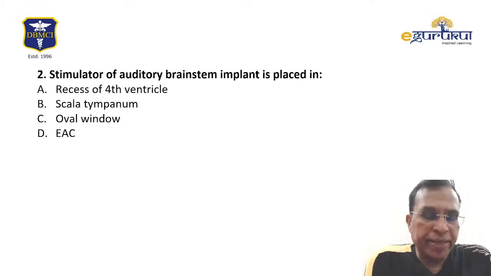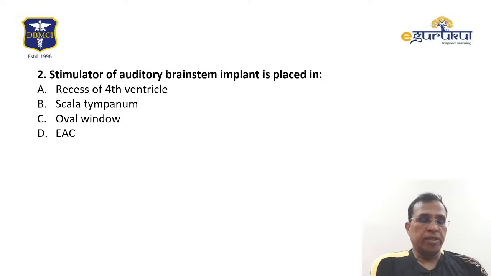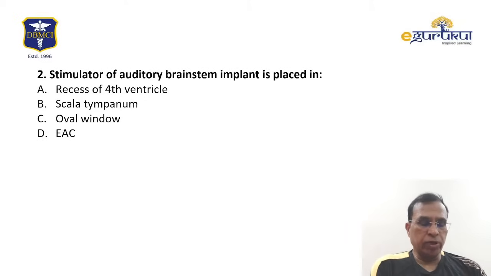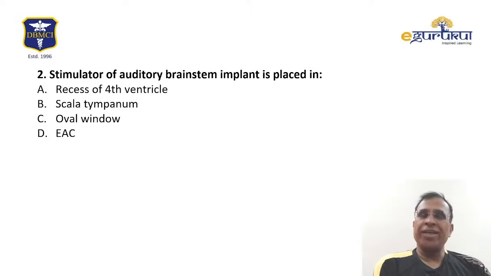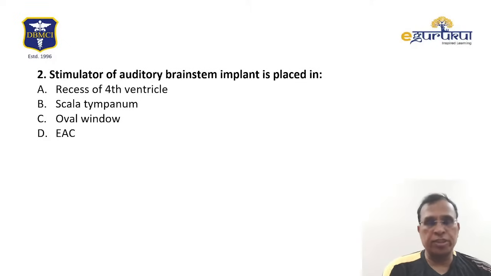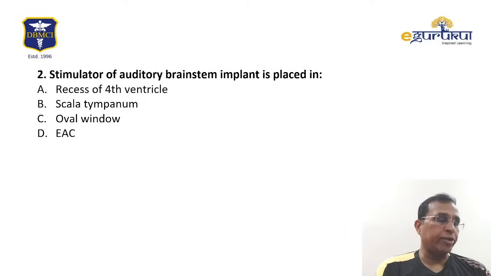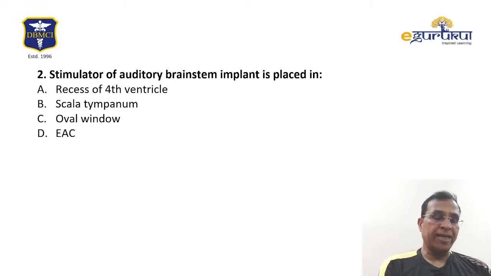The stimulator of the auditory brainstem implant is placed in recess of the fourth ventricle, scala tympani, oval window, or external auditory canal. So again, very simple because the choices are very foolish, some of them. So the stimulator of the auditory brainstem implant is placed where? Recess of the fourth ventricle, scala tympani, oval window, or EAC. So what is your answer?